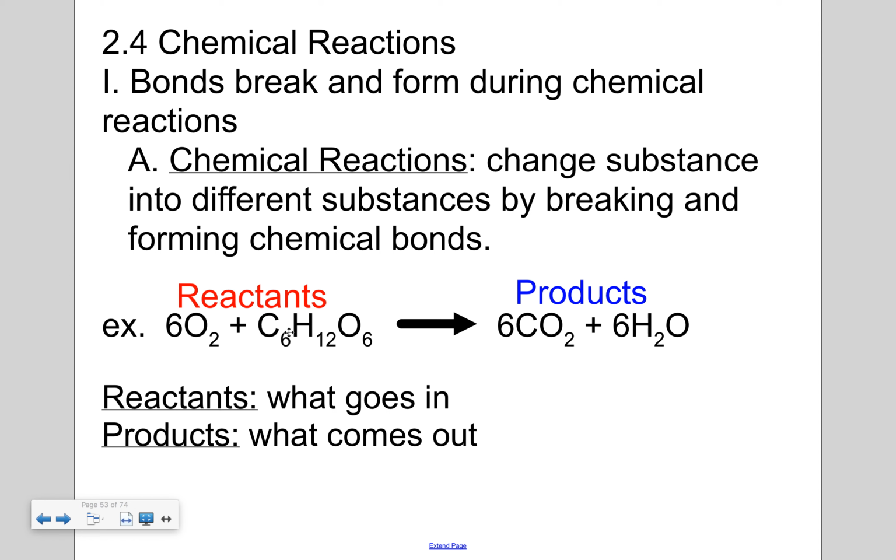If I were to count up all of these atoms on this side and compare them to this side, they would be the same. For carbon, there are 6 carbon atoms on this side and 6 carbon atoms on this side, so you would distribute this through. 6 times 1 is 6. For oxygen, 6 times 2 is 12, plus 6 is 18. So the oxygen matches up. Hydrogen, I have 12 here; 6 times 2 is 12. You're not throwing in any new elements. You're taking what you are given and rearranging them in a new way and coming up with new products. Reactants are what goes in, products are what comes out.